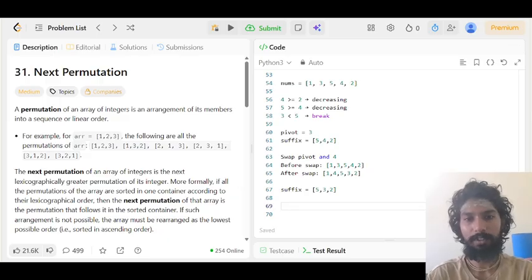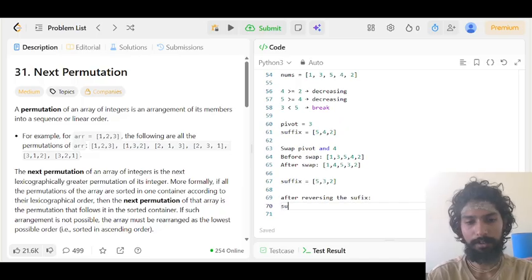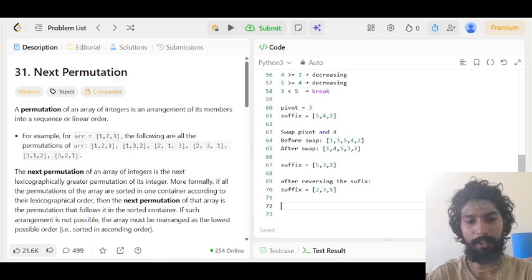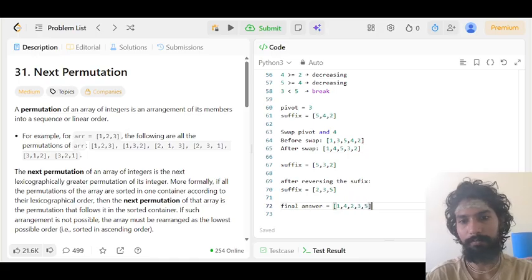So after reversing, the suffix becomes 2, 3, 5. Now this is the smallest possible suffix. So what is our final answer? Final answer is 1, 4, 2, 3, 5.